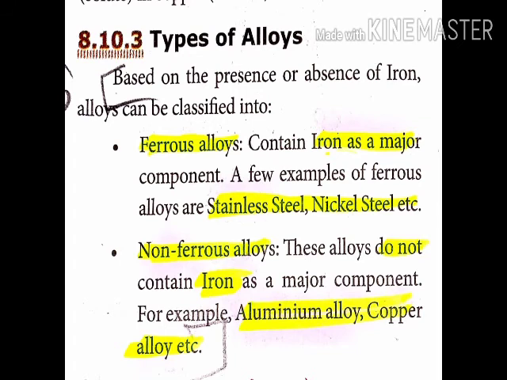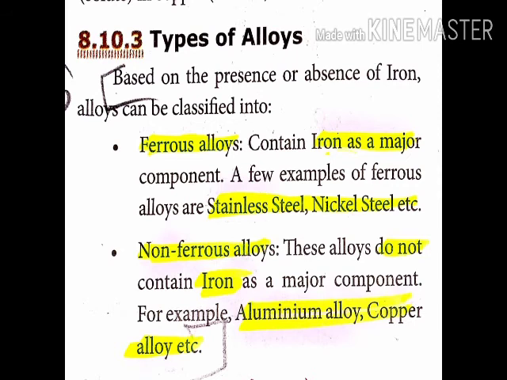Based on the presence or absence of iron, alloys can be classified into two types, ferrous alloys and non-ferrous alloys. Ferrous alloys contain iron as a major component. A few examples of ferrous alloys are stainless steel and nickel steel. These are examples of ferrous alloys because iron is present in them. If iron is a major component in the alloy, that alloy is known as a ferrous alloy. Example: stainless steel, nickel steel.